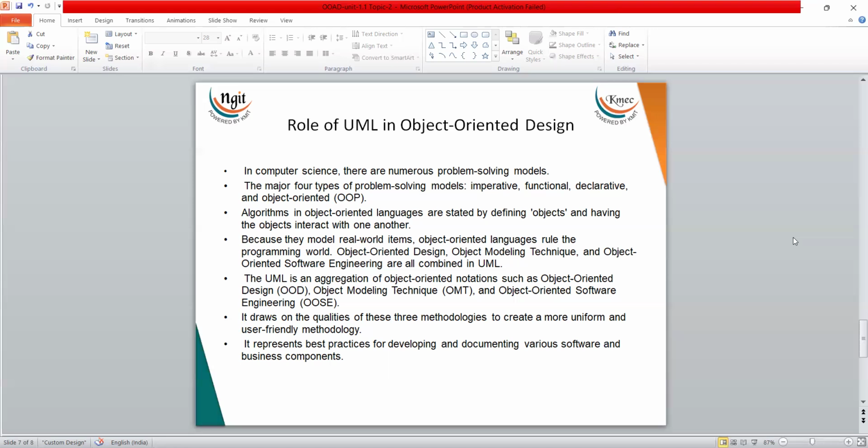Object-oriented design, object modeling techniques, and object-oriented software engineering are all combined in UML. The UML is an aggregation of object-oriented notation such as object-oriented design, object modeling techniques, and object-oriented software engineering. It draws on the qualities of these three methodologies to create more uniform and user-friendly methodologies. It represents best practice for developing and documenting various software and business components.